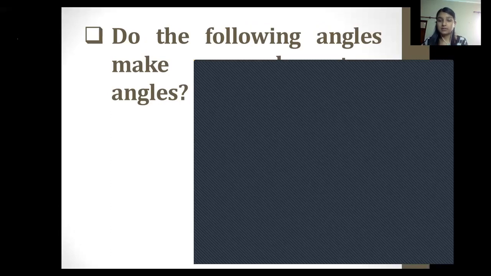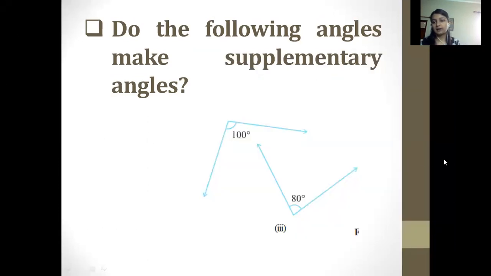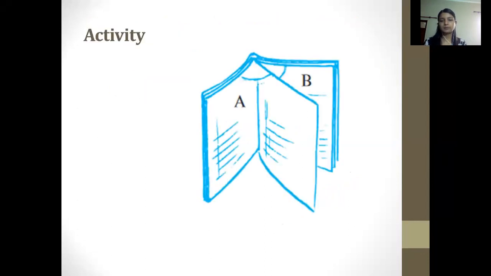As in this, you can see that it is making angle 180 degree. 100 plus 80 equal to 180 degree, so it would be a supplementary angle. Excellent. So now what are you inferring from this, students? A book which is open, isn't it?